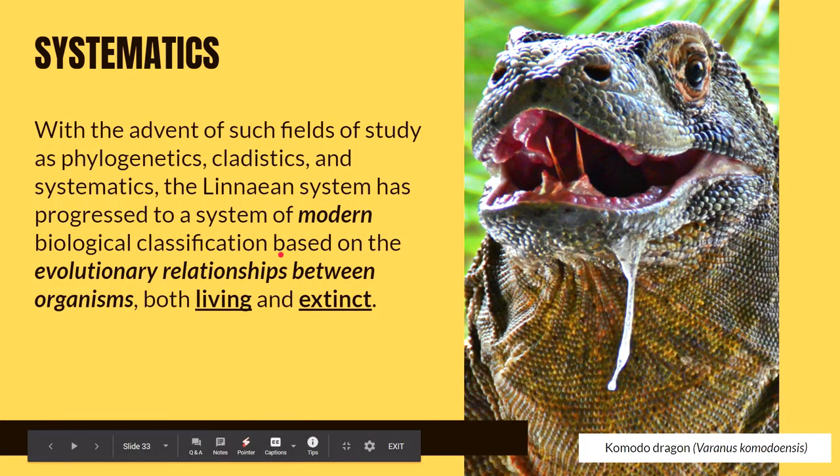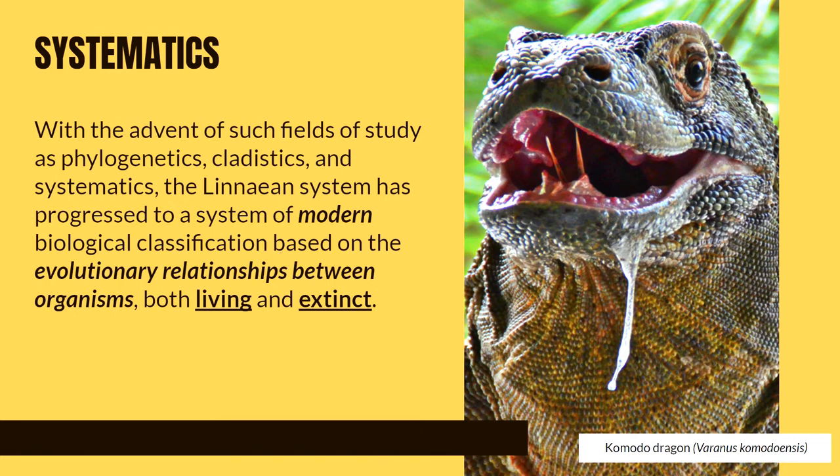Now we go to systematics. Everything that we have tackled so far deals with taxonomy, naming and categorizing organisms. Now we focus on systematics. With the advent of fields of study such as phylogenetics, cladistics, and systematics, the Linnaean system has progressed to a system of modern biological classification, but this time based on evolutionary relationships between organisms, both living and extinct. In taxonomy, we name and group organisms, but in systematics, evolutionary relationships are what's being studied.